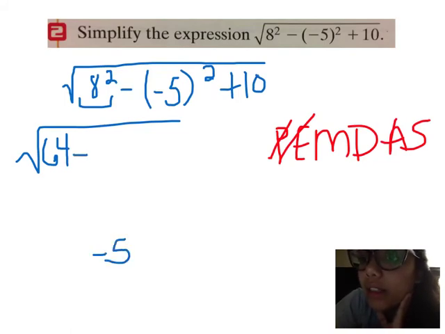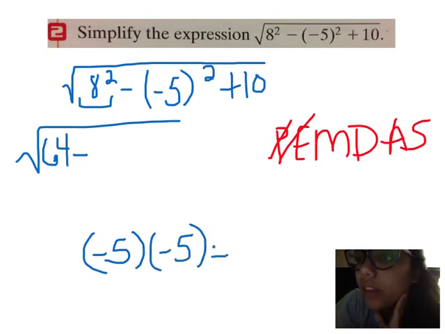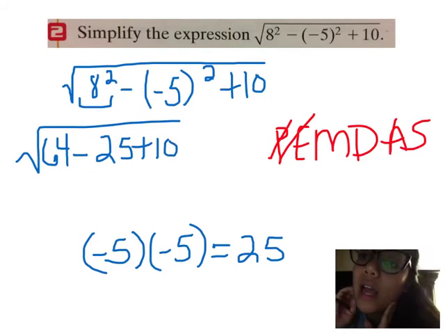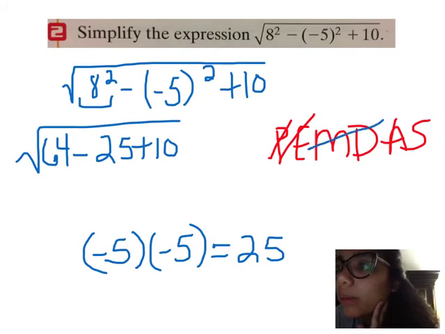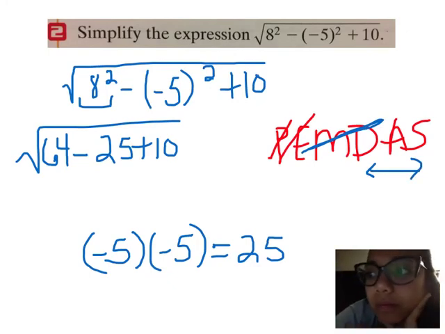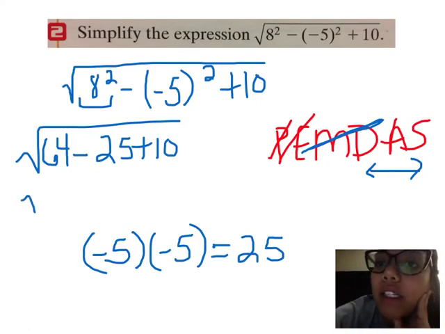Minus negative 5 squared. I'm going to go ahead and write this out. Negative 5 times negative 5 is a positive 25. So then I have minus 25 plus 10. Well, now I have subtraction and addition, and I have no multiplication or division, so I'm going to cross that out. Addition and subtraction is left to right. Well, which one comes first? Subtraction.